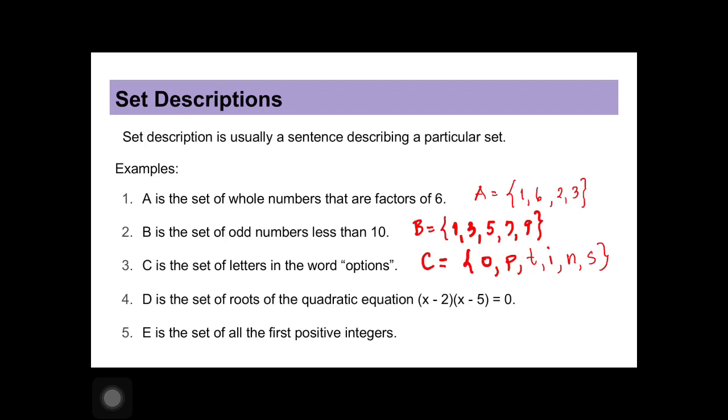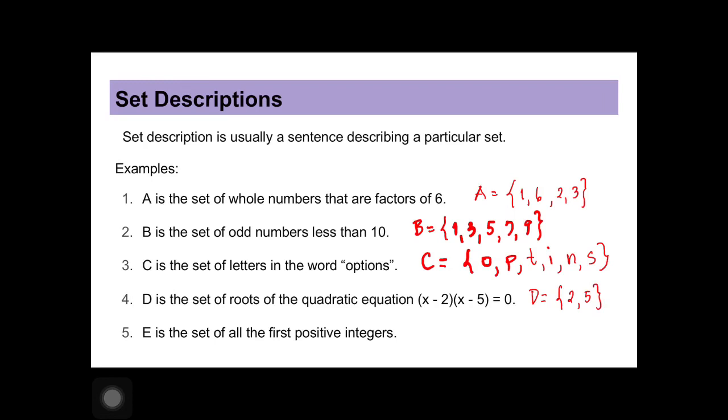Okay, so here we have two letter O's, but you don't need to write it twice. You just write one letter O. Next, D is the set of roots of the quadratic equation. So that would be positive 2 and positive 5.